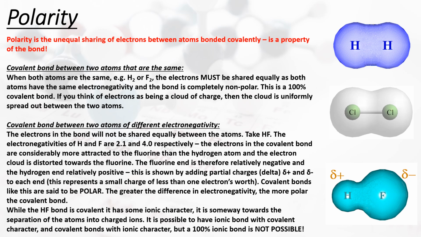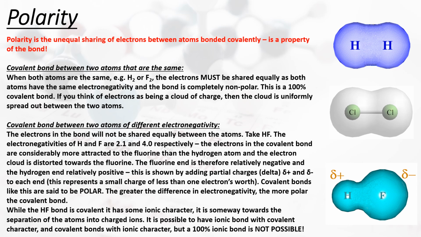Because this is a covalent bond, not ions, we haven't physically transferred any electrons, we've just shifted the electron density more to one side than the other, and so we have to write these partial charges. So covalent bonds like this, where we have this unequal sharing of electron density between the two partners, are said to be polar. The greater the difference in the electronegativity, the more polar the covalent bond is.